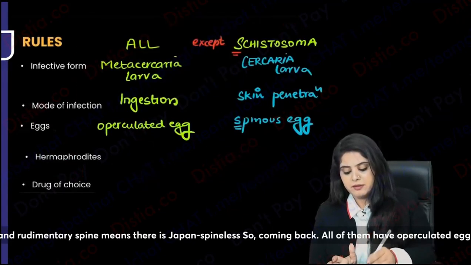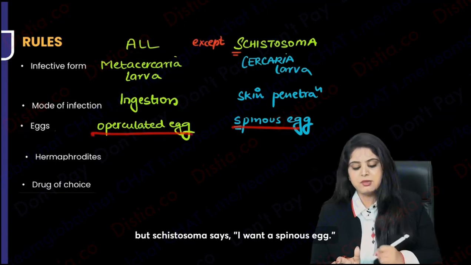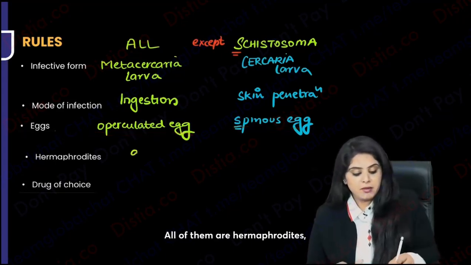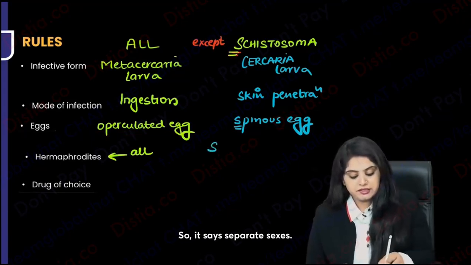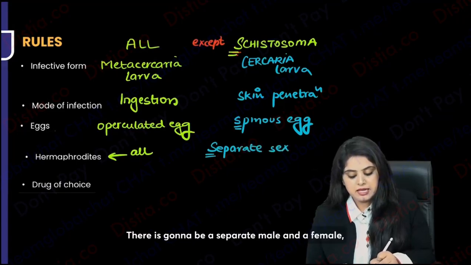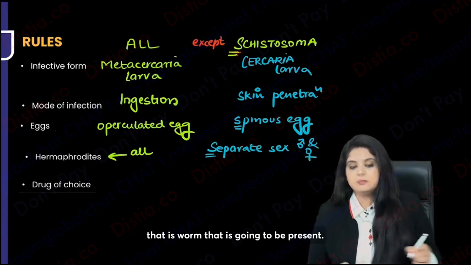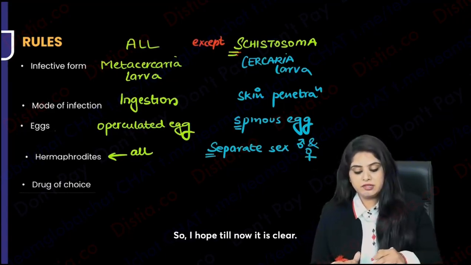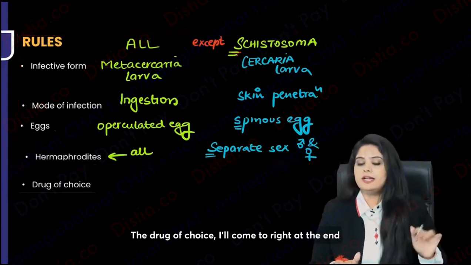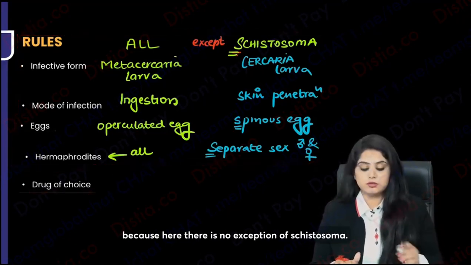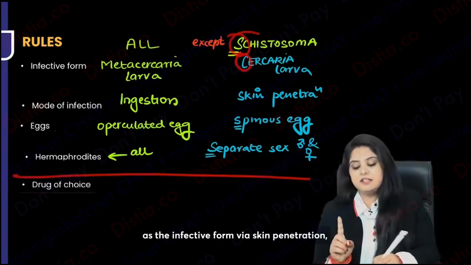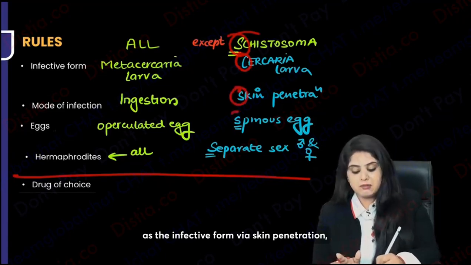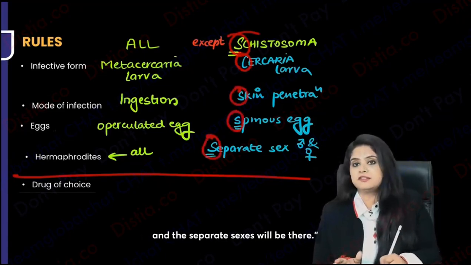So coming back, all of them have operculated eggs, but Schistosoma says I want a spinous egg. All of them are hermaphrodites, but Schistosoma needs an S, so it says separate sexes. There is going to be a separate male and a female worm present. I hope it is clear till now. The drug of choice I'll come to right at the end, because there is no exception of Schistosoma there. So till now, remember, Schistosoma says I need the cercaria larva as the infective form via skin penetration. My eggs are spinous and there will be separate sexes.